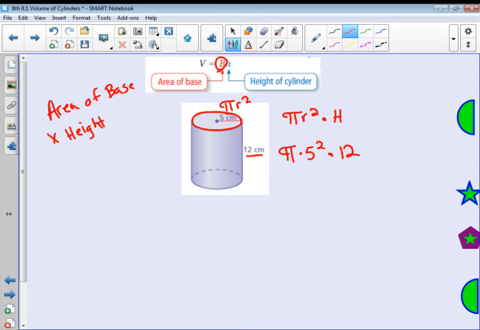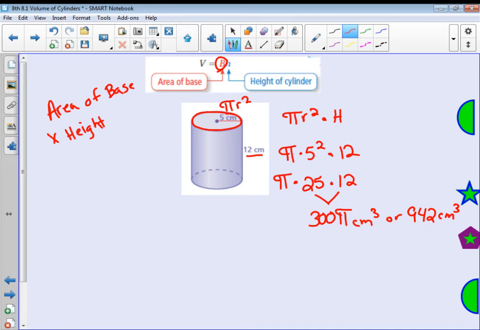Okay, so now my next step is to go ahead and do my squared part. So 5 squared is 25 times 12, and then times pi out in the front, which if you put the pi in the back, that's okay. I'm just going in the order that it's stated. Okay, so now if I do 25 times 12, that gives me 300. So my answer is 300 pi. That's one way that it could be listed, and then centimeters cubed. Or the other way would be to actually take 300 times 3.14, which is pi, which would give us 942 centimeters cubed. So remember, volume is working cubed.